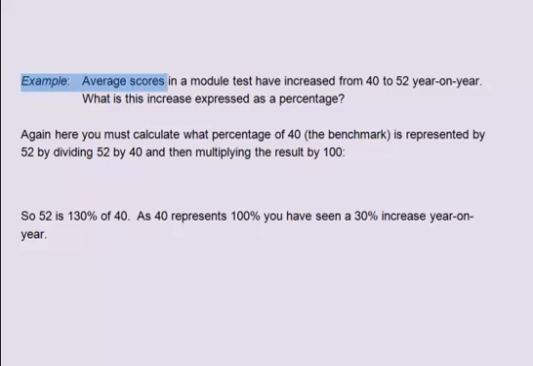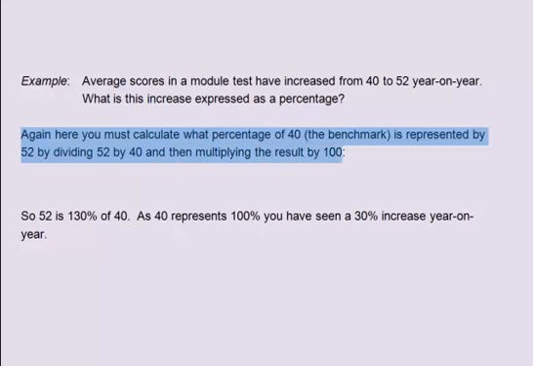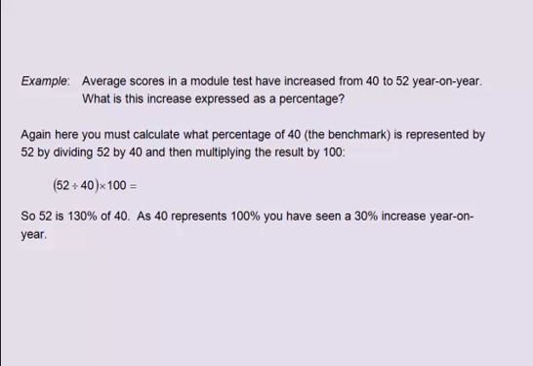Example: average scores in a module test have increased from 40 to 52 year on year. What is the increase expressed as a percentage? Again, here you must calculate what percentage of 40, the benchmark, is represented by 52 by dividing 52 by 40 and then multiplying the result by 100. 52 divided by 40 multiplied by 100 equals 130%. So 52 is 130% of 40. As 40 represents 100%, you have seen a 30% increase year on year.